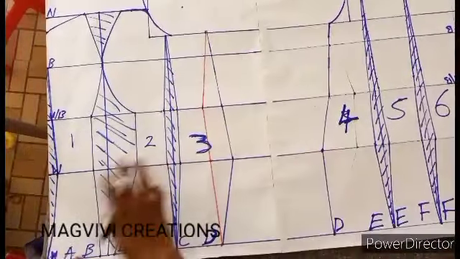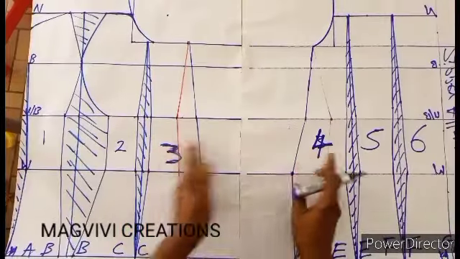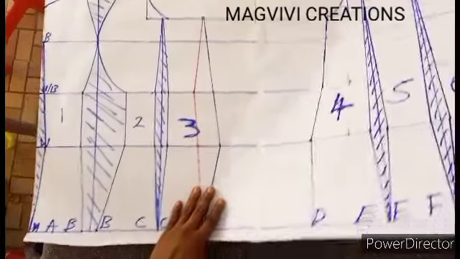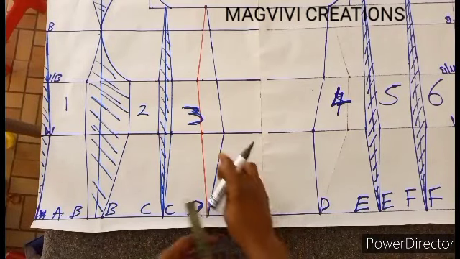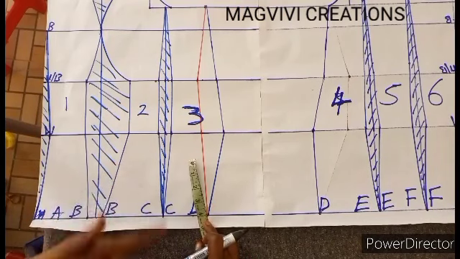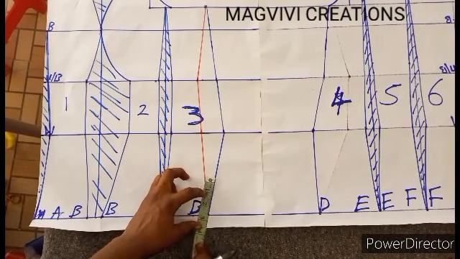Okay, so this is the simplest way to label your pattern, or you take it as 1 and 2, 2 and 3, 3 and 4, 4 and 5, 5 and 6, whichever way. So now we want to shape the lower part of our pattern. Okay, so at this side now, you can come up by 4 inches, 3 or 2, depending on how shaped you want that area to be. So I'll be using 2 inches.